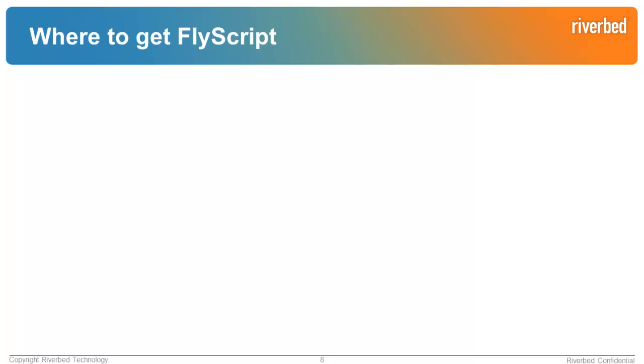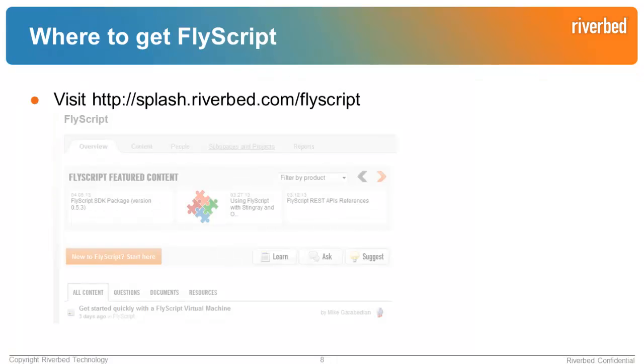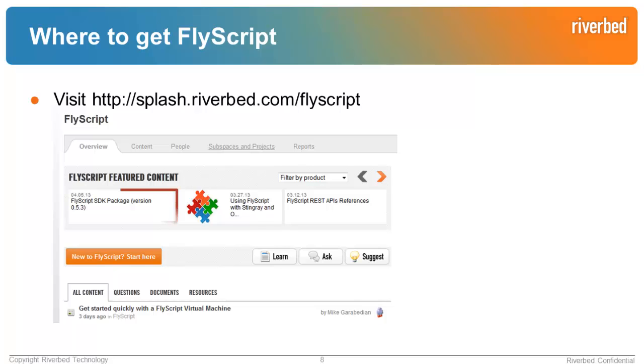To get Flyscript, simply go to splash.riverbed.com/Flyscript, and there you'll see a link to the Flyscript SDK package. And at the time of making of this video, version 0.5.3 is available. Simply click on that link, and all the information to download and install Flyscript is going to be there.